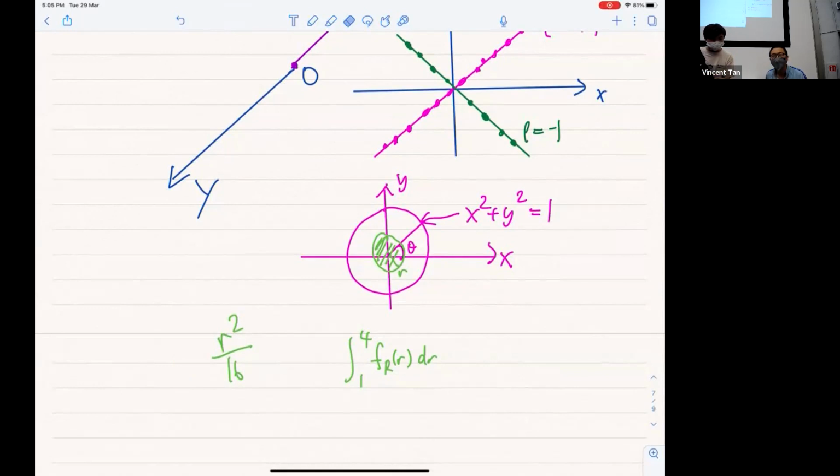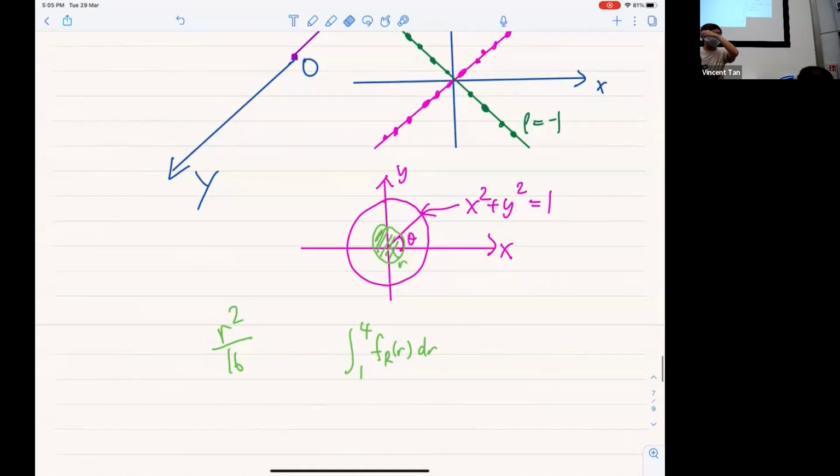This one, right? As you increase r squared over 16, for r being from 4 to 0, to be precise. Because this is actually pi r squared over pi 4 squared. Yeah, r squared over 16 is the CDF. Then you differentiate.